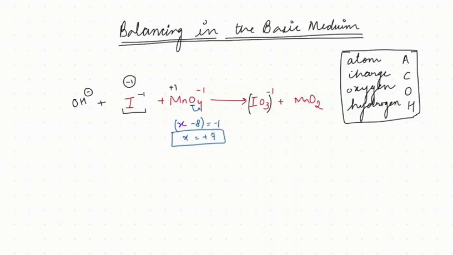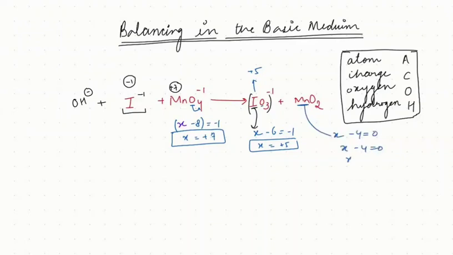Here, what is iodine going to carry? Let's suppose iodine's charge is X. 1 oxygen carries -2, so 3 oxygen carries -6. This equals -1. So here X is going to be +5. And here MnO2, oxygen by rules we know already. Let's say manganese charge is X and 1 oxygen is -2. So 2 oxygens carry -4 equals 0. So X minus 4 is going to be 0, so X is going to be +4. Do you understand my point?